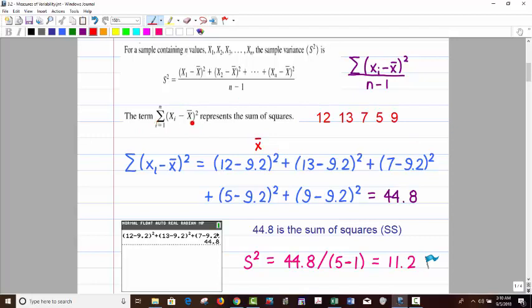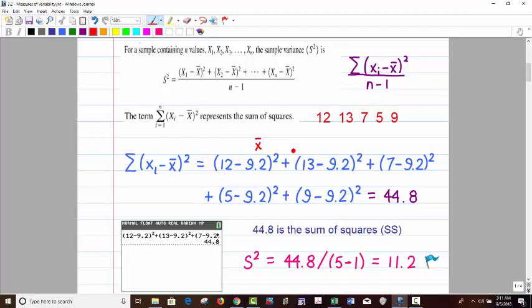And this term, in the numerator, remember that's your summation symbol. Anytime you see that, it means adding stuff up. So it's adding all these up. So this also is called the sum of squares. I don't think we'll be tested on that or anything, but just thought I'd mention it. Sum of squares. So essentially, you're taking the sum of squares and dividing by n minus 1.